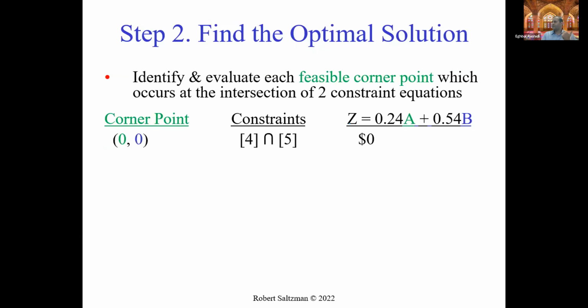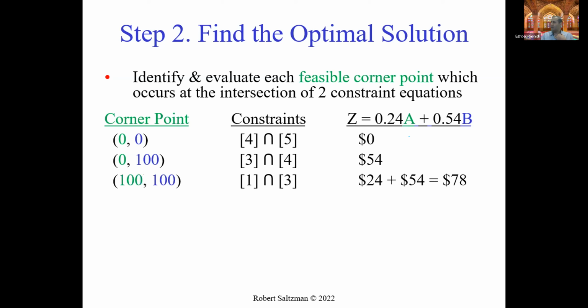So let's do that. We have 5 feasible coordinate points. The first one is 0 and 0, which is the intersection of constraint 4 and 5. What is the z value, the objective value of that? That would be 0 plus 0, that would be 0. The second coordinate point is 0 and 100. So purchase nothing of A and 100 of B. The objective value for this would be $54.